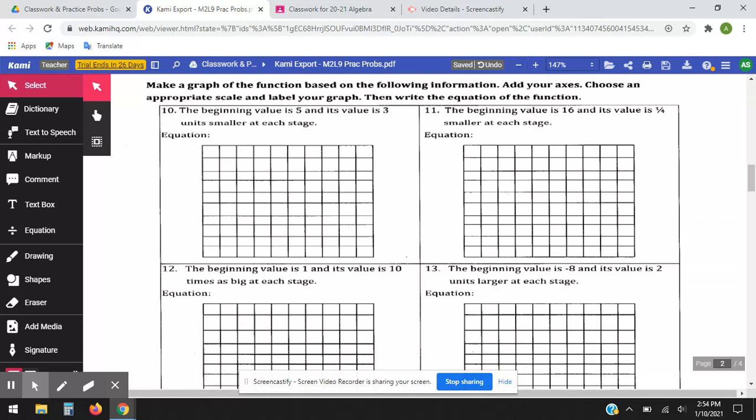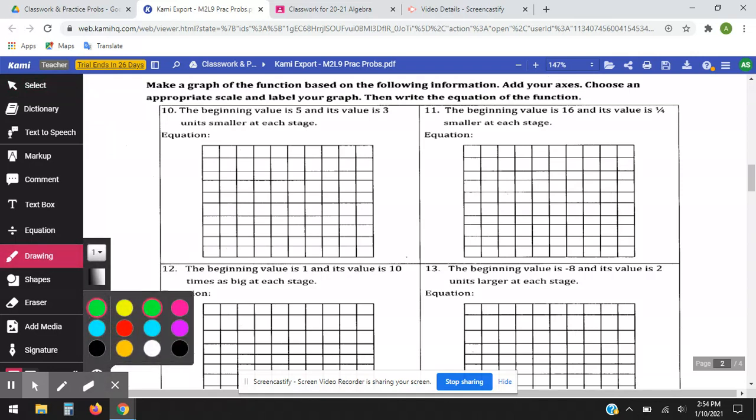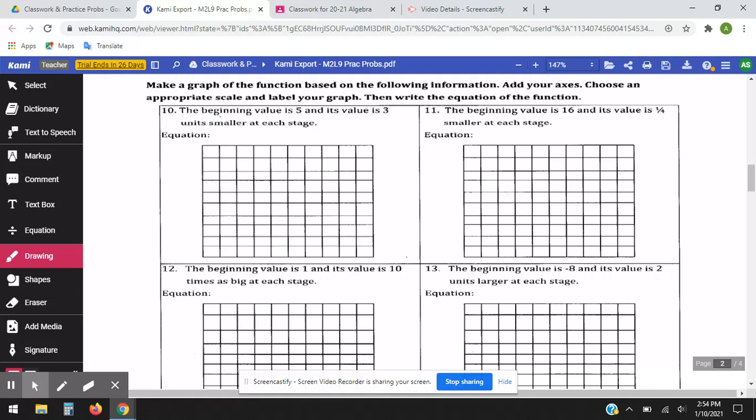Make a graph of the function based on the following information. Add your axes, choose an appropriate scale, and label your graph. Then write the equation of the function. So let's start with the equation. In the beginning, value is 5, and its value is 3 units smaller at each stage. So y equals, my beginning value is 5, and if it's getting 3 smaller, that's a -3 repeatedly each stage. So it's constantly doing a -3.